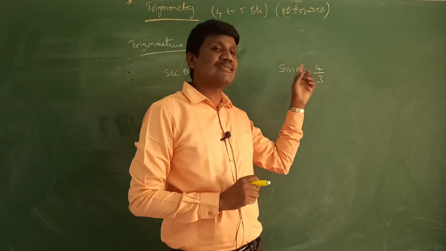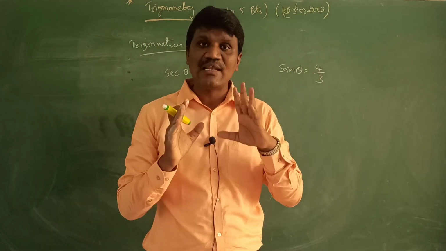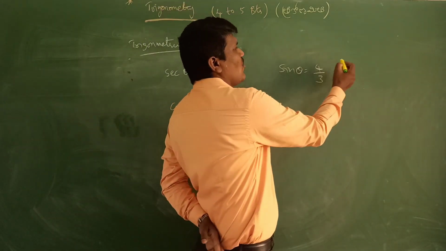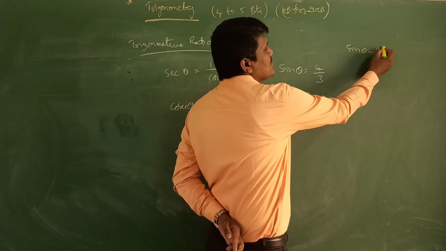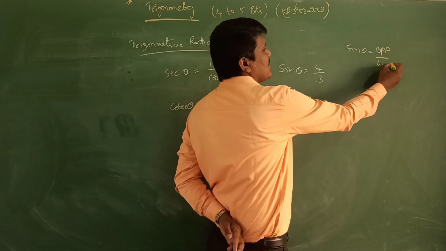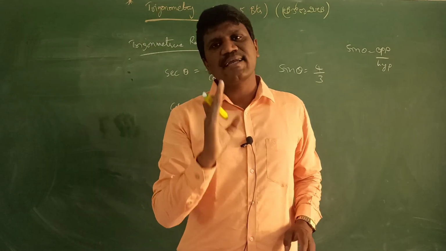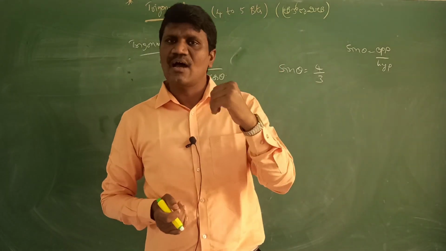Sin theta is equal to 4 by 3. Is it valid or not? So the value does not exist. Because if you observe, what is sin theta? Opposite side by hypotenuse. As we know, in any right angle triangle, the hypotenuse is the longest side.